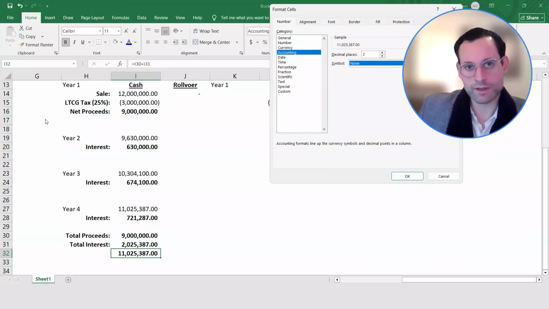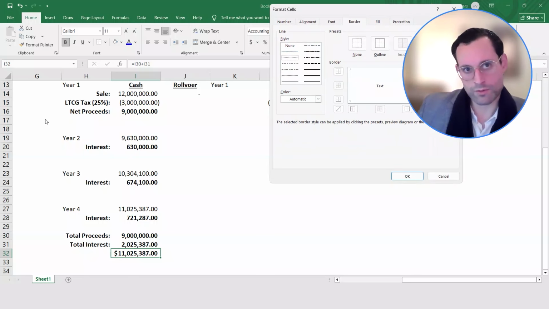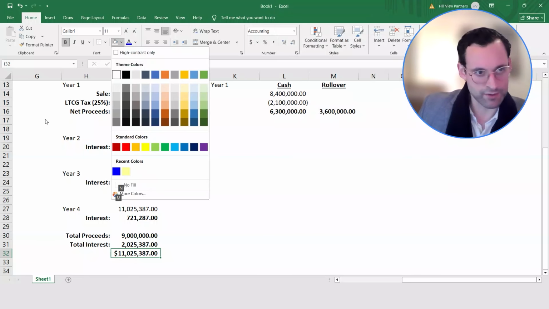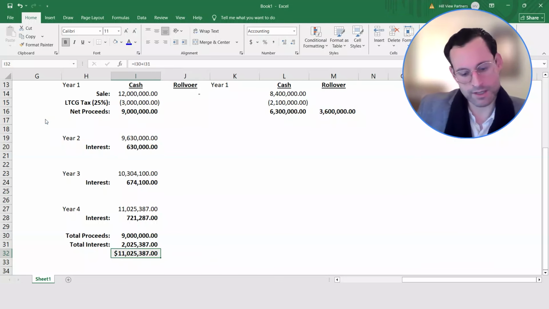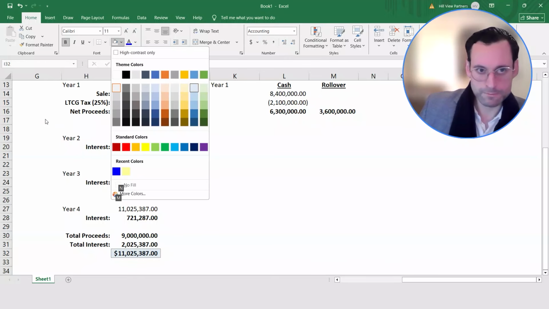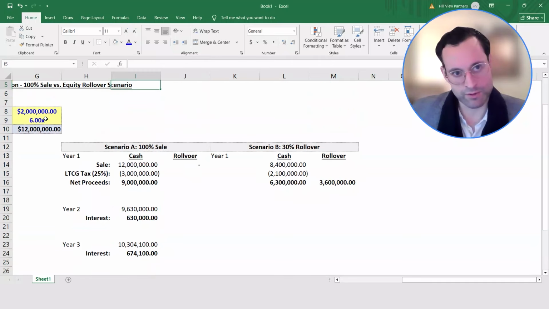And that is good. That is definitively not a bad situation. And so that's kind of our baseline. It's like if you took all the cash today and invested it intelligently, that's what it would look like. Now, let's show that in comparison to the equity rollover situation.